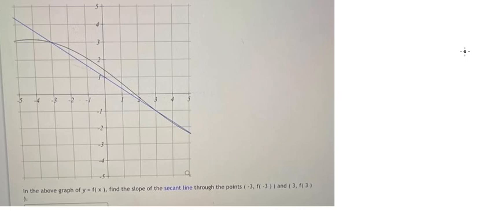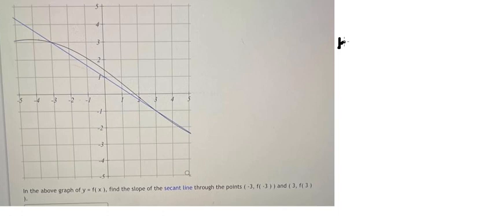Hello everybody. So today I want to talk about algebra. The topic is about the slope of the secant line. So now I want to show you how to answer.